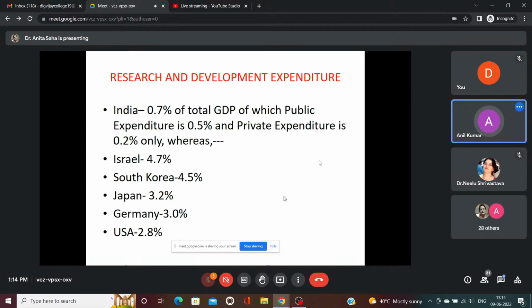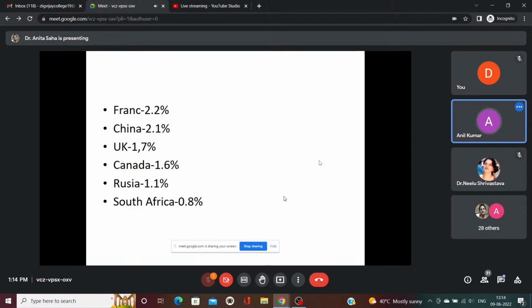3.2% by Japan, Germany 3.0%, and USA 2.8%. France 2.2%, China 2.1%, UK 1.7%, Canada 1.6%, and Russia 1.1%. Even South Africa's allocation is 0.8% for the R&D sector, and our allocation is 0.7% for the R&D sector.